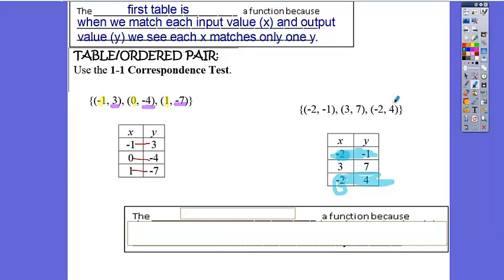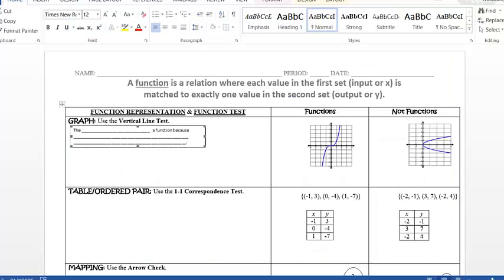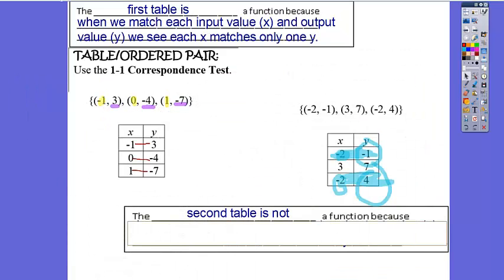I pushed on my vending machine x negative 2, and I got out two different responses. I got out negative 1, and I got out 4. That's not okay, guys. That means this is not a function. So we can say that this is not a function. Table number 2 is not a function. Why? So pause the video and I want you to write your sentence on your notes on why you think that's not a function. Do that now.